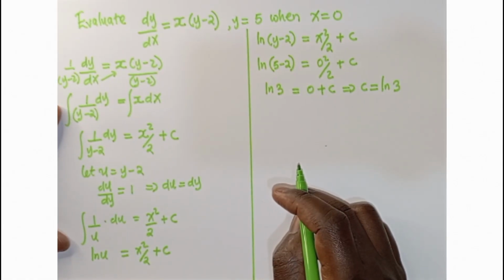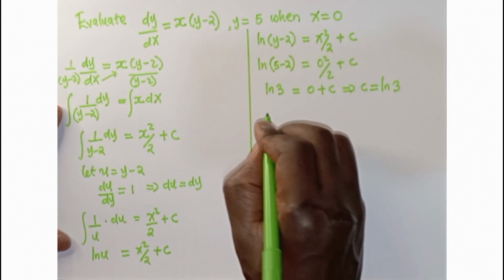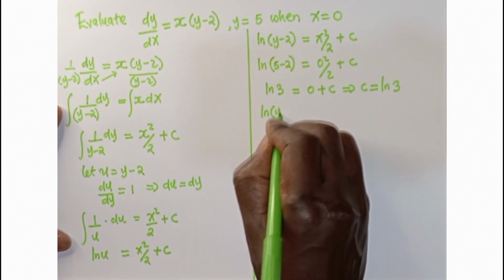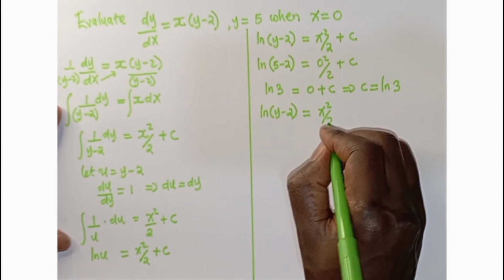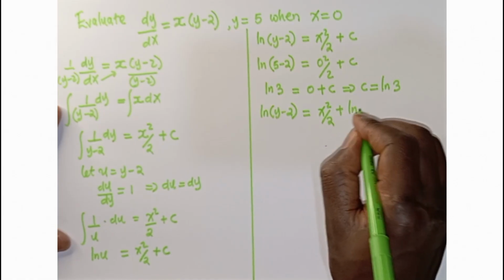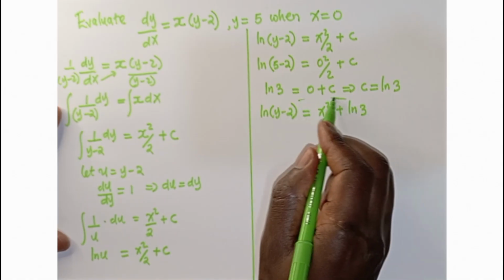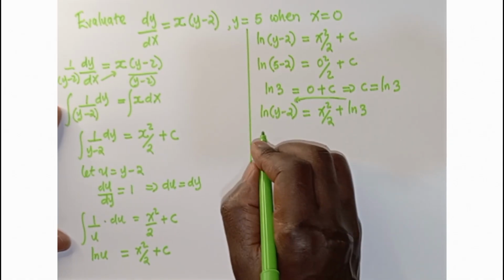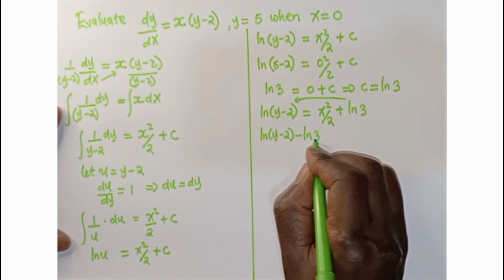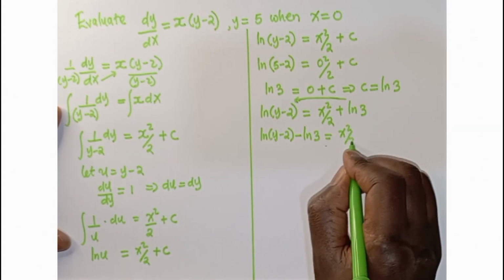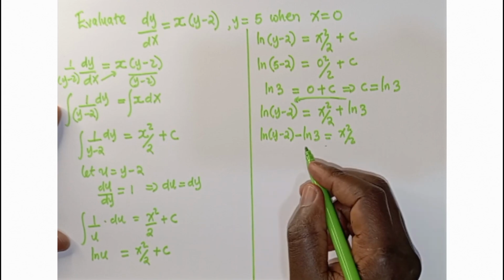Now we have ln 3 as our c. When we have it, we put it back. So we say our ln of y minus 2 will be equal to x square out of 2 plus ln 3. So I can take this ln this side. When I take it that side, it will be ln of y minus 2 minus ln 3 is equal to x square out of 2. It's always better to simplify where you can simplify.